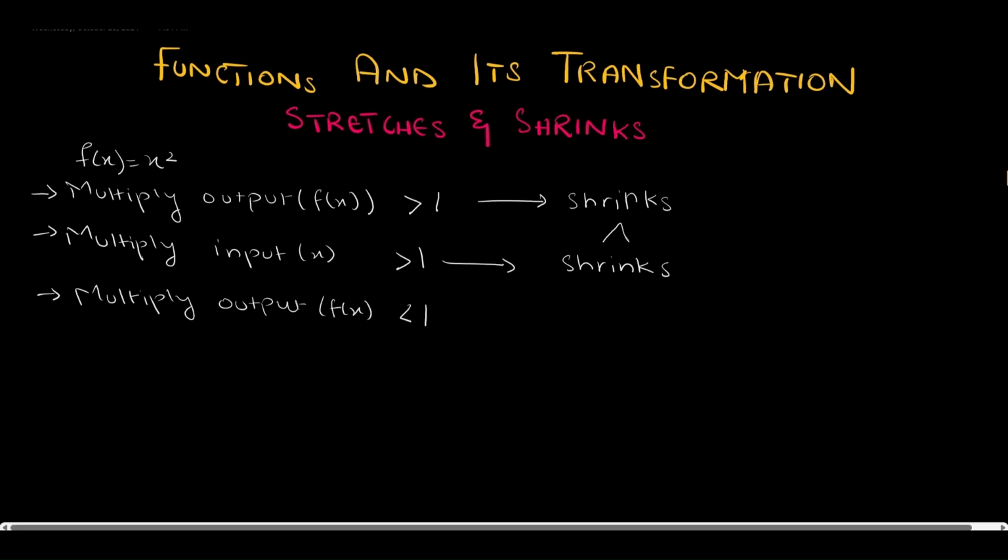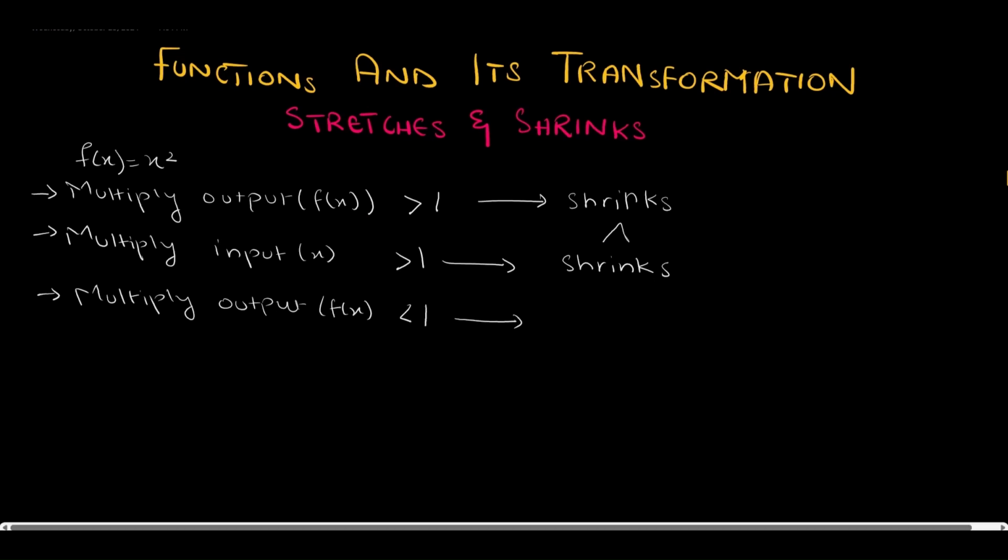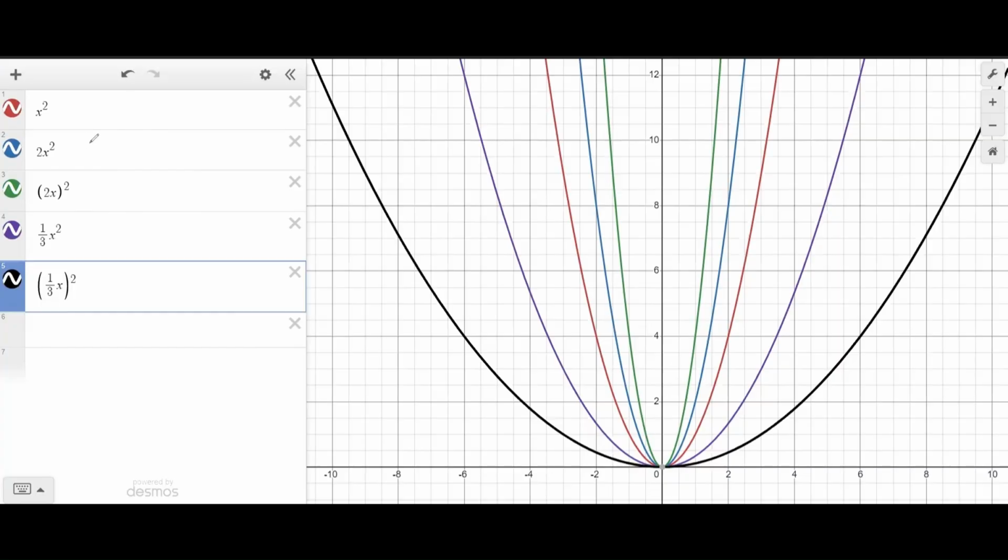Now when we multiply the output, which is f(x), with a number less than 1, we can also say that we are dividing the output by a number, then the stretch happens. And the same goes for multiplying with a number smaller than 1 to the input of the function. It also stretches. But the stretch of the input is definitely greater than the stretch of the output. And this does make sense because when we multiply the complete function by a number, it basically increases the output of the function.